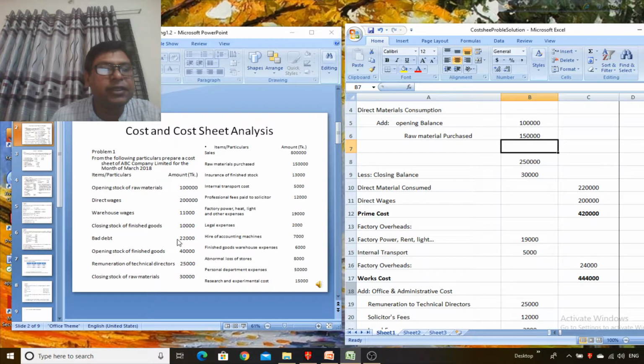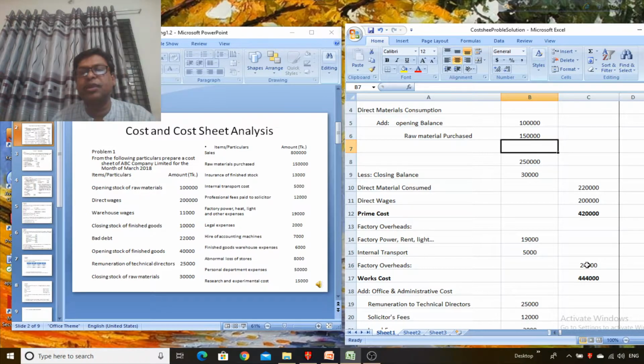What else is here? The direct expenses. Direct expenses here is the factory overhead. So we have to find out the factory overheads: here is the 90,000 taka factory power, rent and light, and another factory overhead is the internal transport. We know that the internal transport is the material or goods returned to our store, so it will be added here as the indirect expenses or indirect wages. So these will be the factory overheads, 24,000 taka.